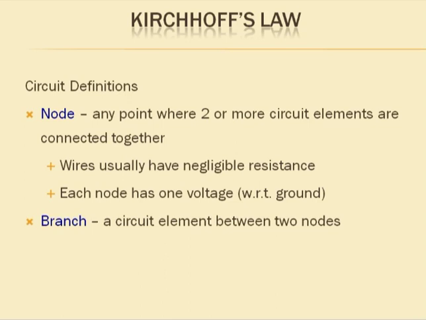Now the second definition about the circuit is the branch. Branch is a circuit element between two nodes. That means if our two nodes are connected by some circuit element, maybe the resistance, inductance, capacitance, or a source, maybe a voltage source or current source, then it is known as a branch.